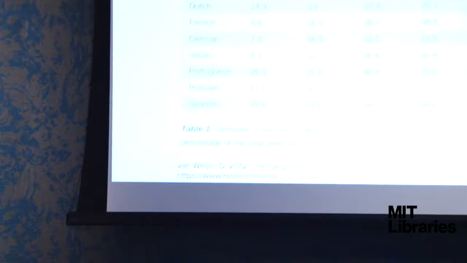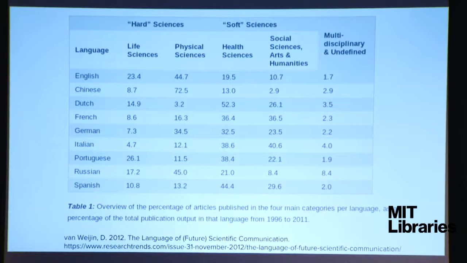In terms of scientific journals, we have slightly more recent data from 2012. Macaulay has spoken. English is predominantly the language of the scientific community. Roughly 80% of the journals indexed in Scopus are in English.